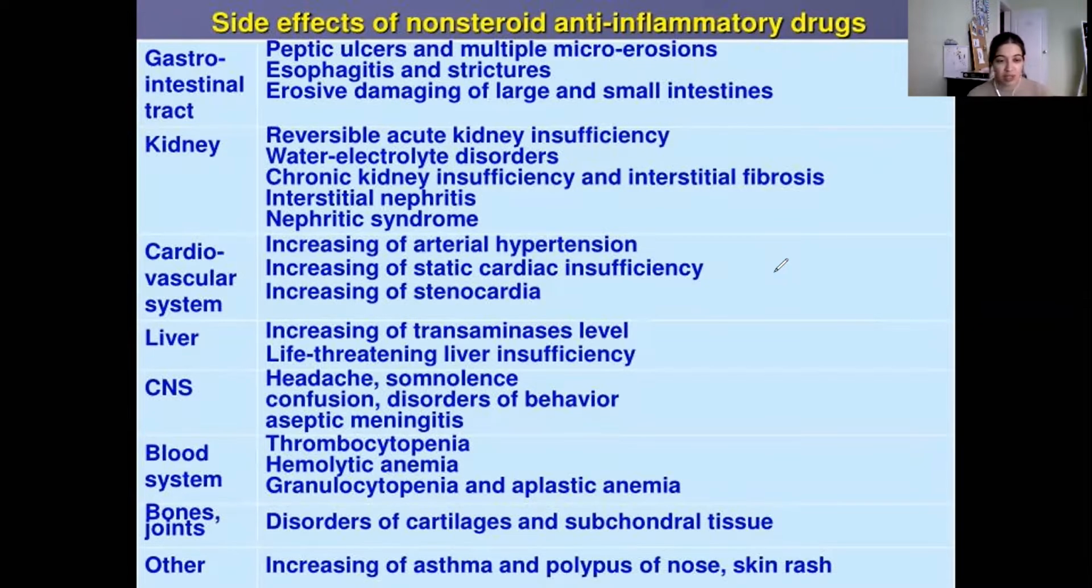But everything can be. About the blood system, I already said thrombocytopenia, hemolytic anemia can be. Bones and joints, some disorders of cartilage because of loss of some cations, like magnesium, for example, and increasing of asthma, polyps in nose, skin rash, and so on. Why the increasing of asthma happens, we will talk about later when we talk about leukotriene drugs, and I will explain why this happens. Okay, let's go further.